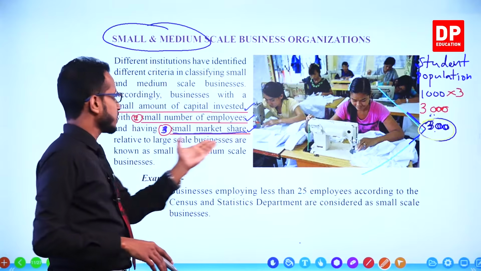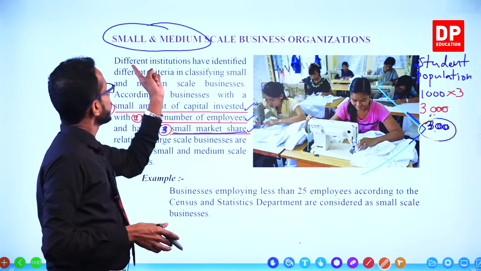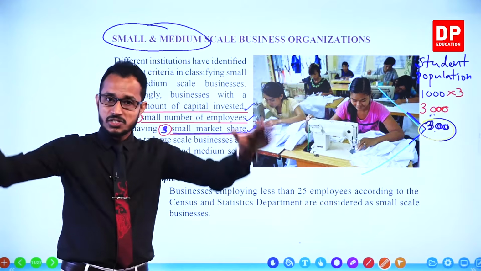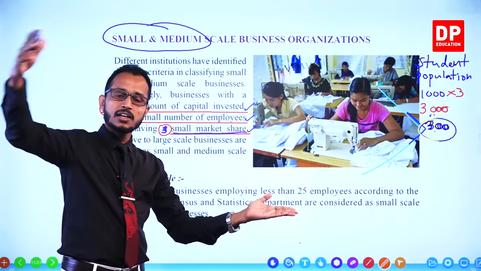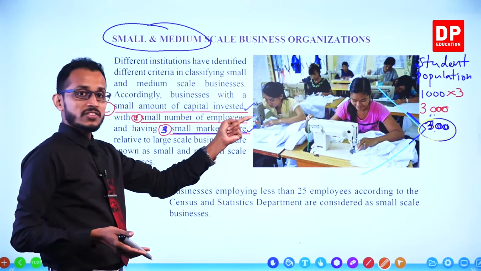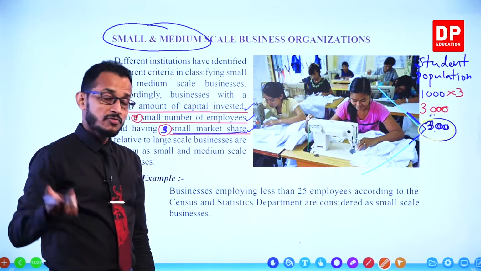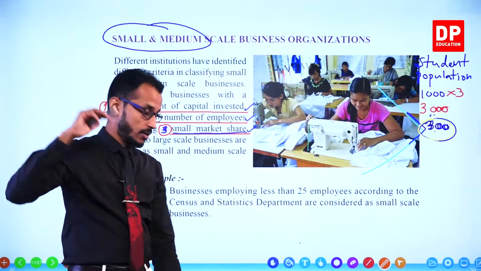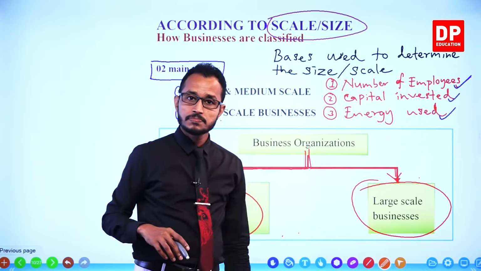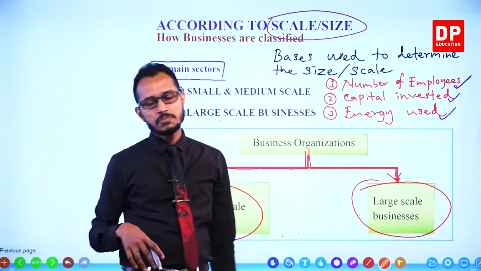So these are the determiners or bases which separate a small scale business from a large scale business. Small and large, what are the criteria? Amount of capital invested, number of employees, and market share. And we discussed another criteria back in the previous screen, that was the energy used. This criteria is mostly used for large businesses.